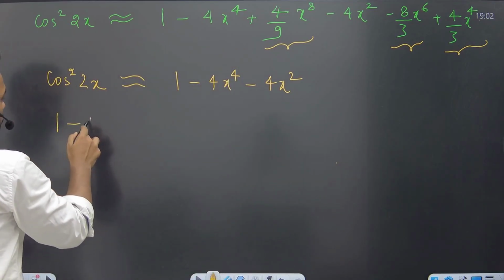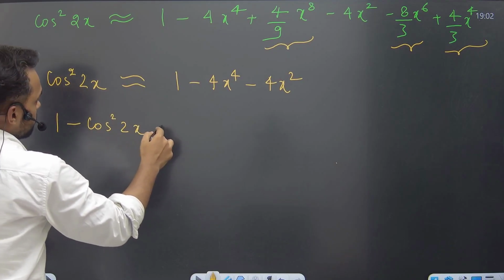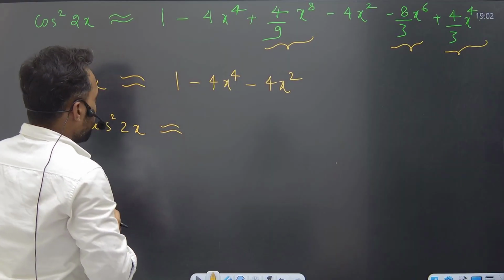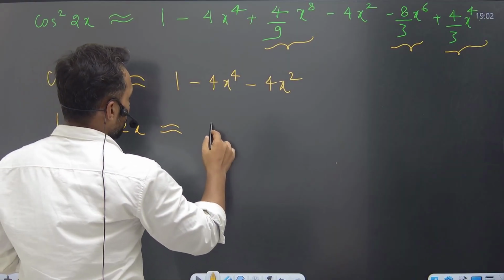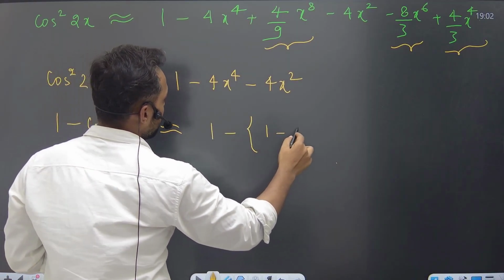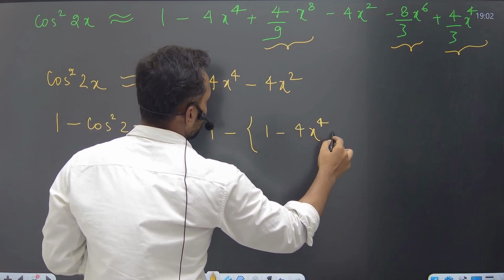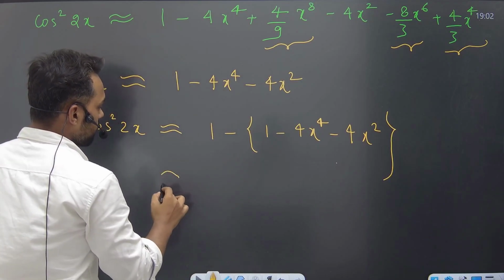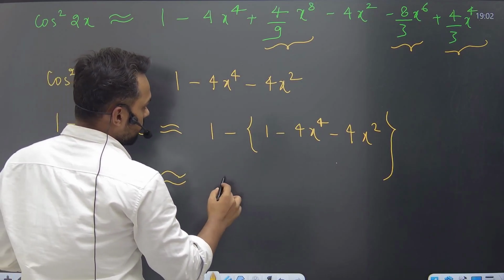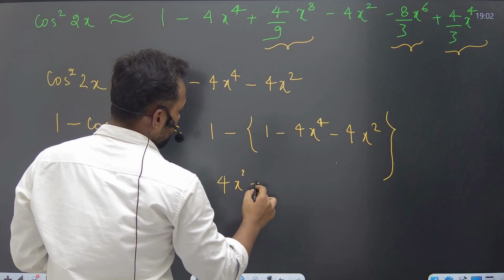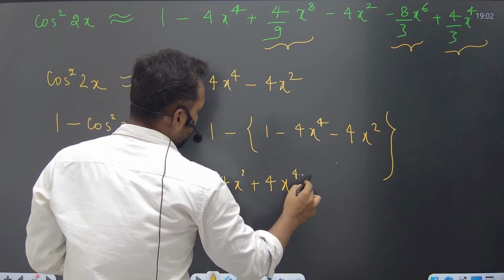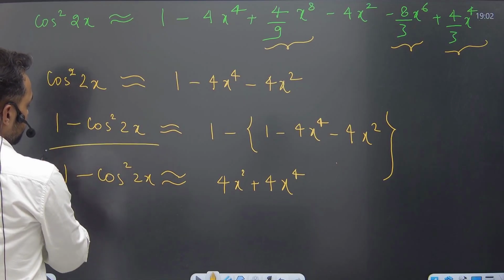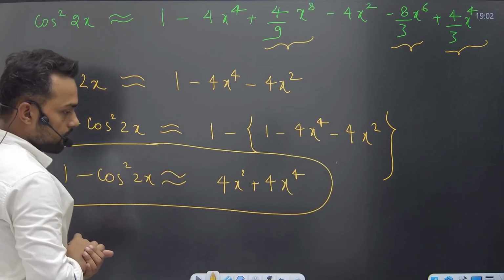Now for 1 negative of cos square 2x, we need to subtract this part from 1. So what will we get? We'll get 1 negative of, this whole will be under one bracket, that is 1 negative of 4x power 4 negative of 4x square. Okay, now upon opening this particular bracket, students, you will get 4x square plus of 4x power 4. That is what they want us to do, cos square 2x. This is what they want us to prove.